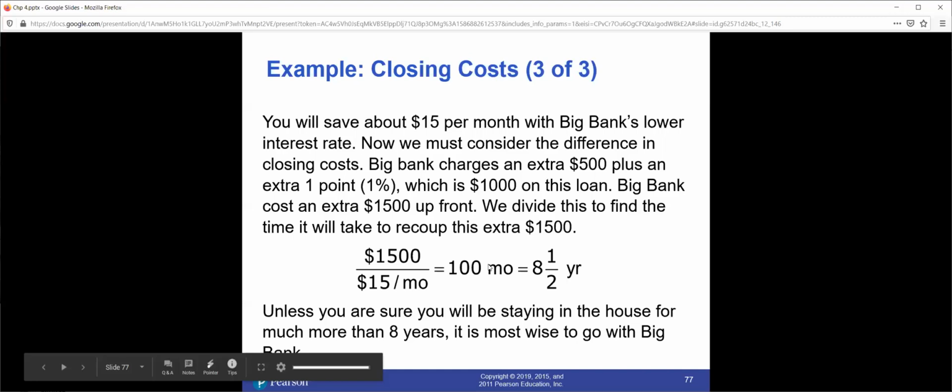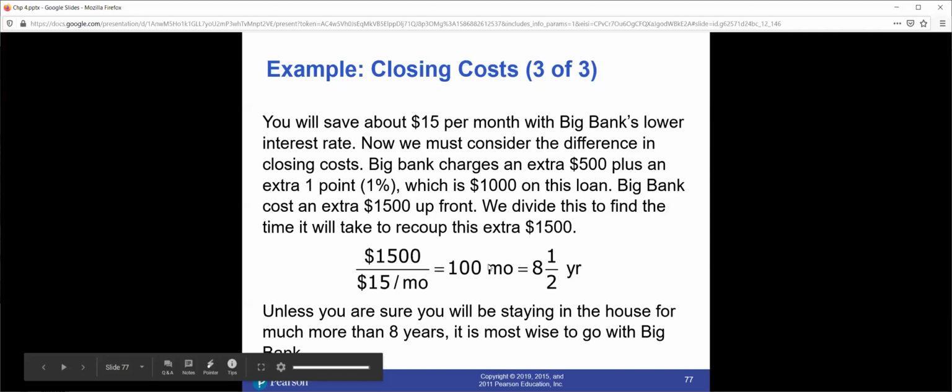Divide this into the time it takes to recoup the $1,500, you come out to about 8.5 years, right? So unless you are sure you'll be staying in the house for more than 8 years, you'd probably want to go to Great Bank, because the upfront cost of $1,500 is not recouped until after 100 months of payments, at which point, if you continue paying on after that, the smaller upfront cost ends up being negligible. It doesn't even matter, right?